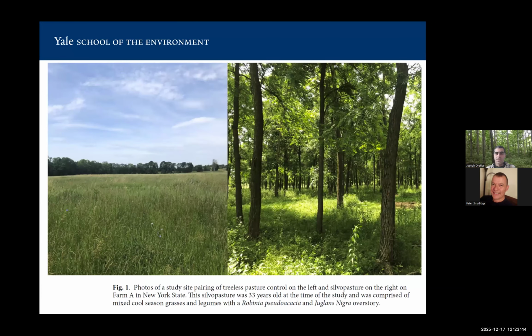Here's an example of one of these sites in New York where you have the treeless pasture adjacent to the silvopasture. These two were adjacent to each other, but the photo is just a split of them. And the silvopasture is 33 years old at the time of the study. So you can see just how different these are, although they started at the same playing field 33 years ago.